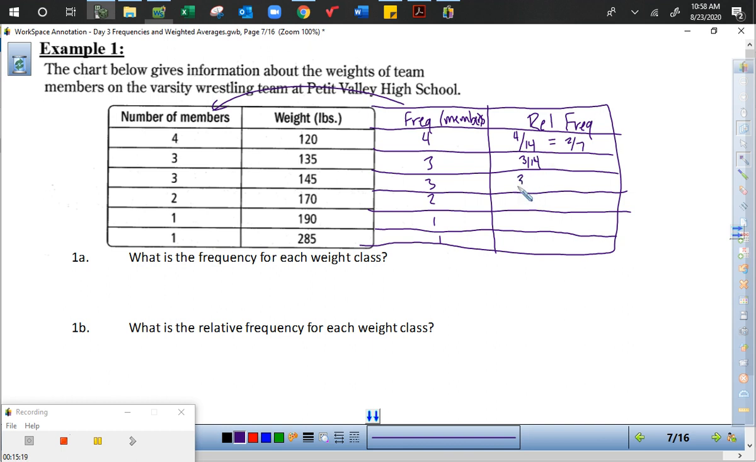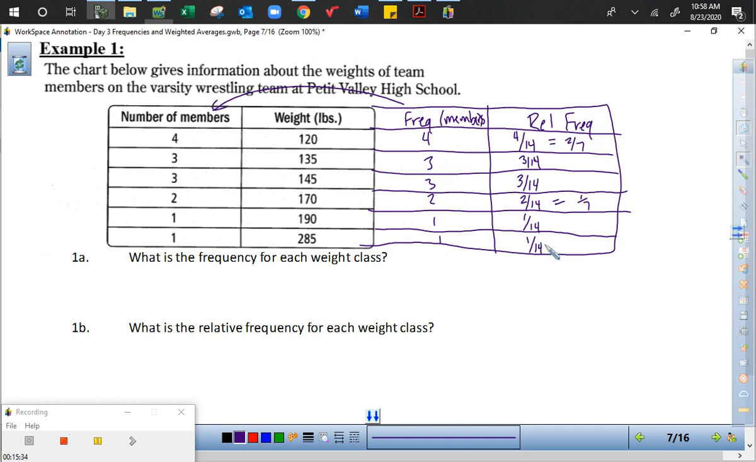Next one, 3 over 14 again. And then we've got 2 over 14, which is 1 over 7. 1 over 14, reduced already. 1 over 14, reduced already.